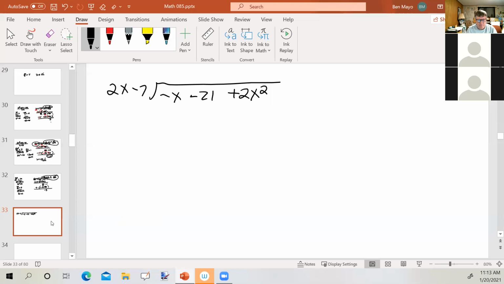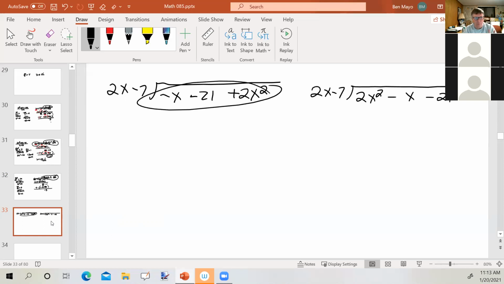It's not in descending order what you're subtracting. Correct. So I need 2x minus 7 outside, inside 2x squared minus x minus 21. So inside was not in descending power, so we need to put it there. All right. So now we're going to take the leading term inside divided by the leading term outside. 2x squared divided by 2x is x.